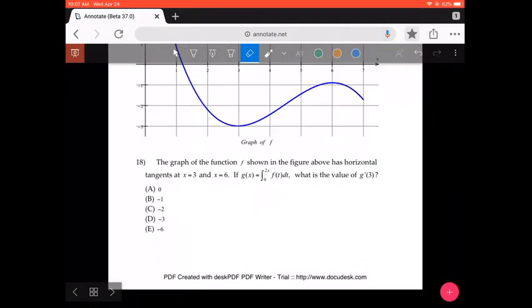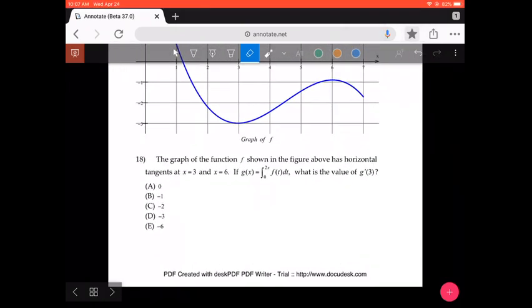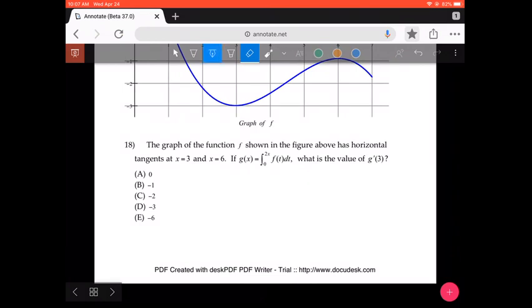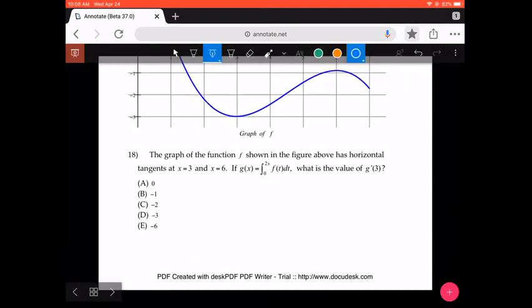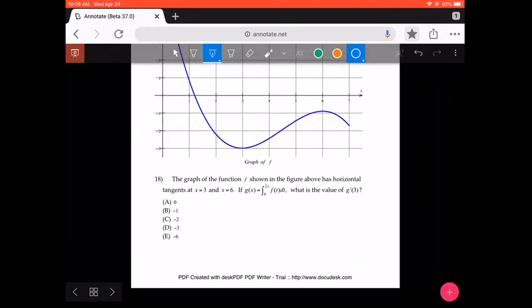Alright, in this video we're going to go over problems 18 through 21 on the multiple choice. For number 18, the question is asking what is the value of g prime of 3, and you are given g of x, and you are given the graph of this function as well.